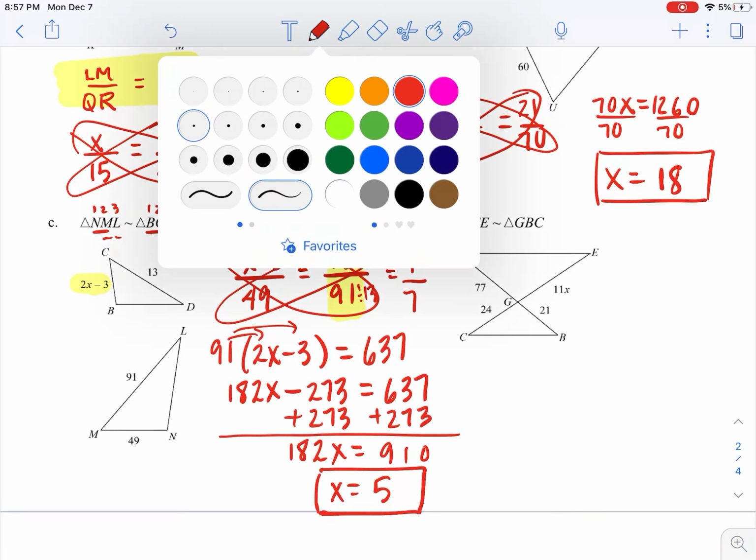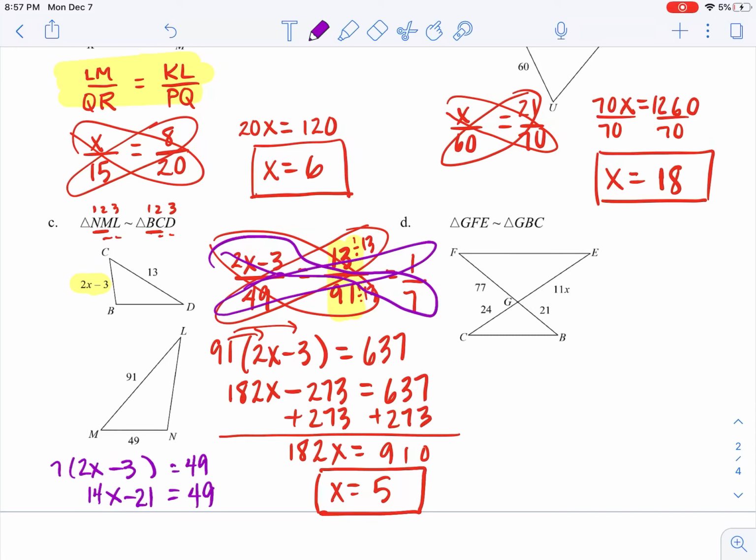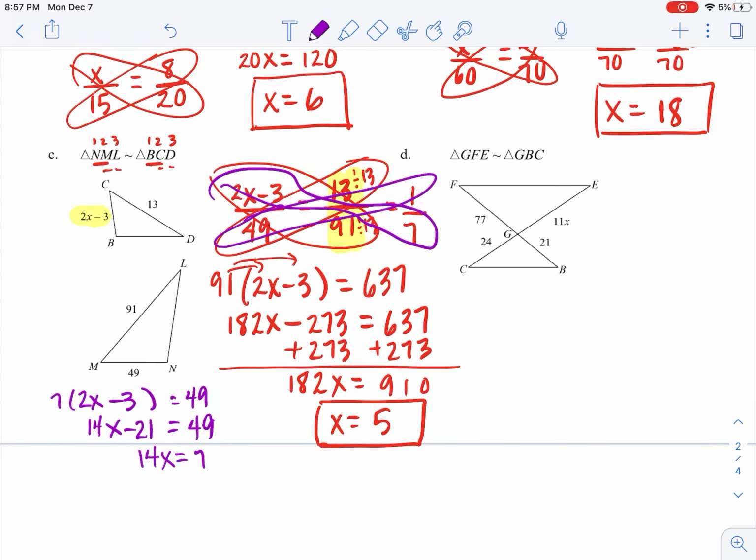So let's change colors here and actually do that. If I took 7 times 2x minus 3, so I'm going to be dealing with this cross multiplication instead, and then 49 times 1 equals 49. Distribute, you get 14x minus 21 equals 49. If we add 21 to both sides, we get 14x equals 70. And if you divide by 14, you still get x equals 5. So anytime you're dealing with fractions, if they could be reduced and you want to work with smaller numbers, that's mathematically correct. You can do that.